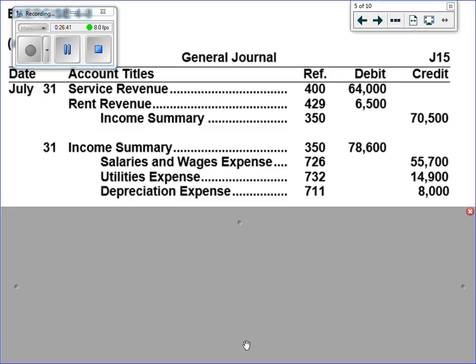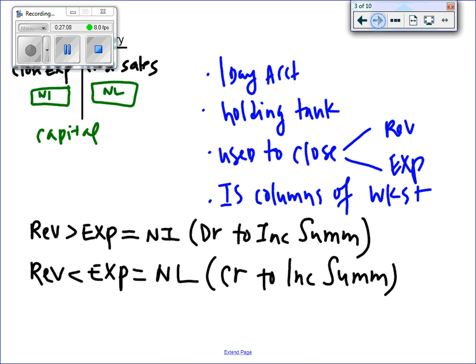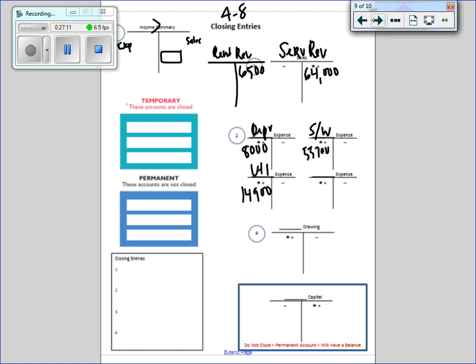And I can tell here, 78,600 is definitely greater than the 70,500, resulting in what? When we have larger expenses than revenue, it's a net loss. Okay, I think you can do this whole thing, but what I'd like you to do is just get this far, close revenue, close expenses, and why don't we close income summary together? Okay, so get that far.